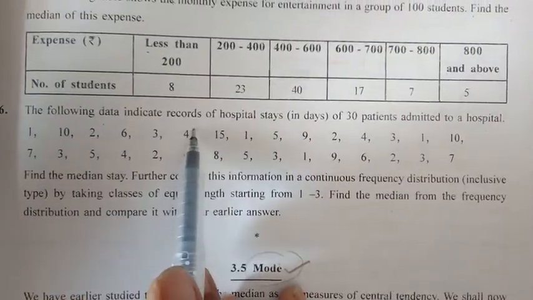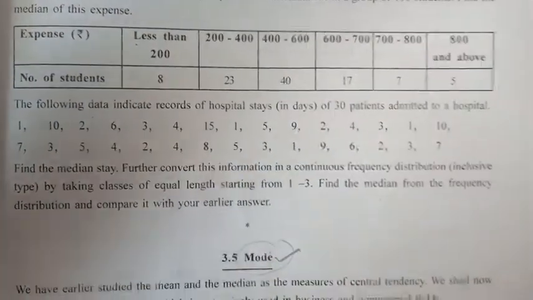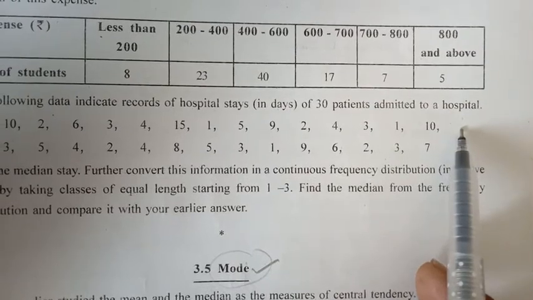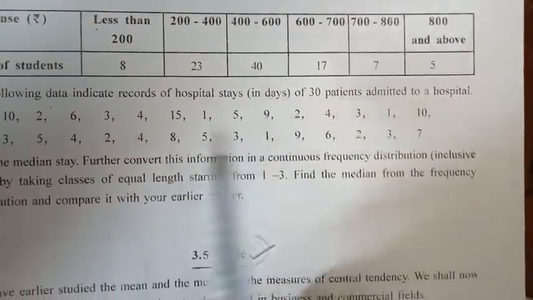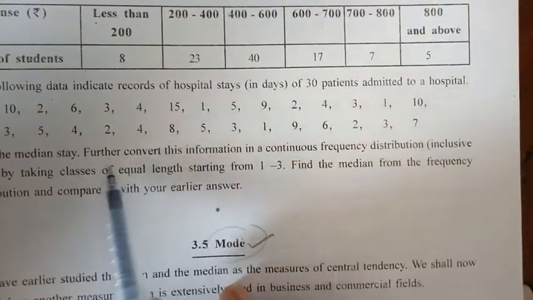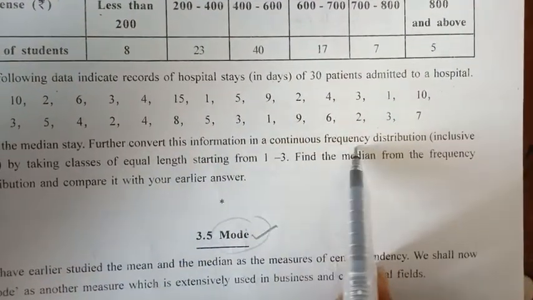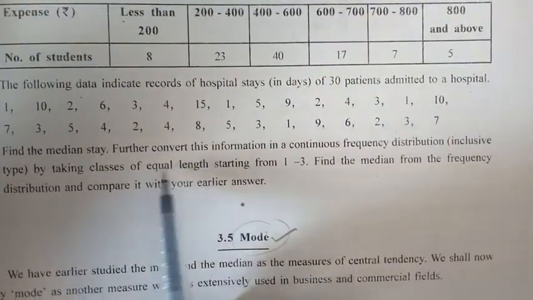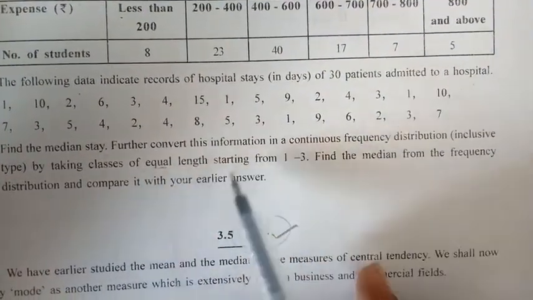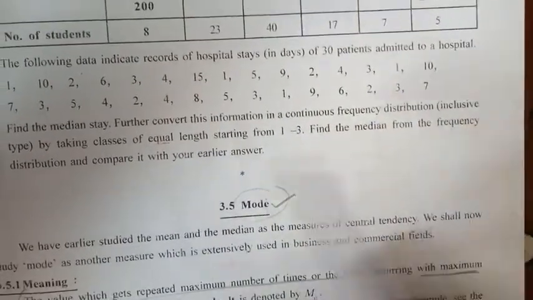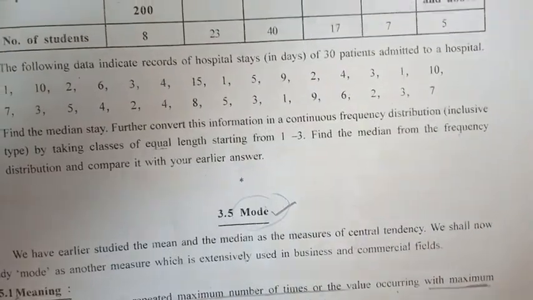Question number 6. The following data indicate records of hospital stays in days of 30 patients admitted to a hospital. They have given the record. What we have to find is the median stay. Then further convert this information into a continuous frequency distribution of inclusive type by taking classes of equal length starting from 1 to 3. Find the median from the frequency distribution and compare it with your earlier answer.